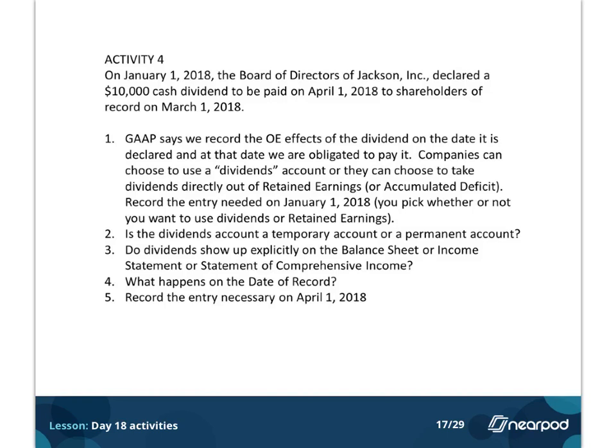This is our first of 3 dividend activities. So real quickly, it's a pretty quick idea.